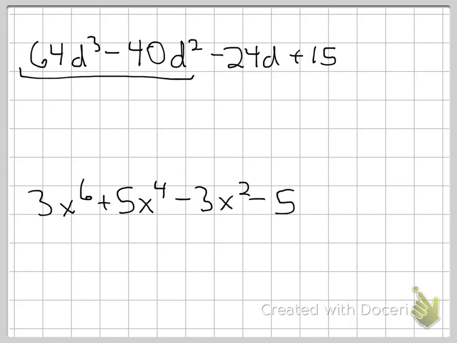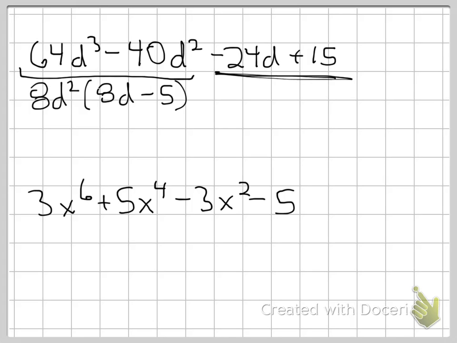Okay, let's check to make sure. I see a common error occurring with these signs being off. Let's check to make sure we understand this. 64d cubed minus 40d squared looks like an 8d squared, leaves us with 8d minus 5. Now, in the last two, I can factor out a 3, but see how that's negative? I'm going to factor out a negative 3. So that makes this 8d, which is good.